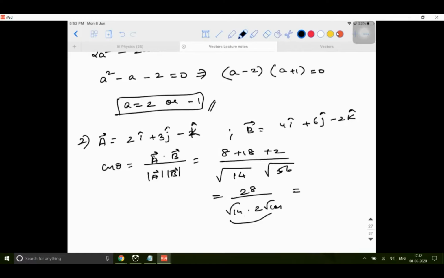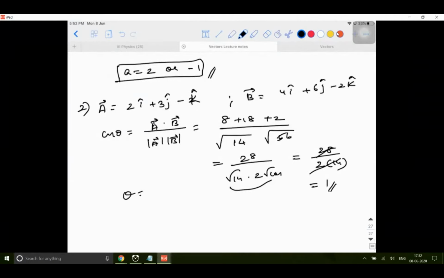That root 14 into root 14 is 14. So 28 divided by 2 into 14, what will it give me? 28. So this and this will get cancelled. The answer is 1. Cos theta is equal to 1, theta is equal to 0 degrees.